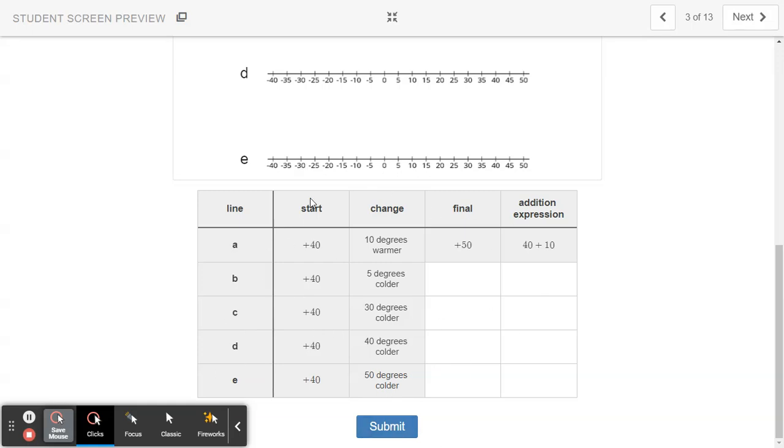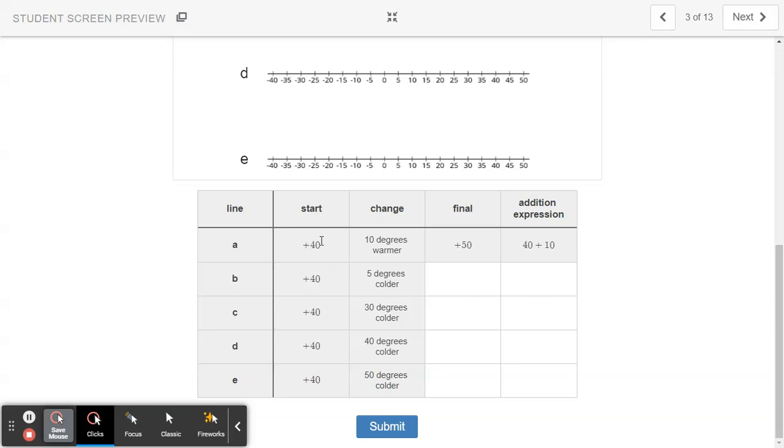All right, so here's my table. So they're telling us here's where we're starting, here's what's changing, and here's where that ends up then. And then we have to write an addition expression to show what happened. Okay, so let's look at this first example that was already done.